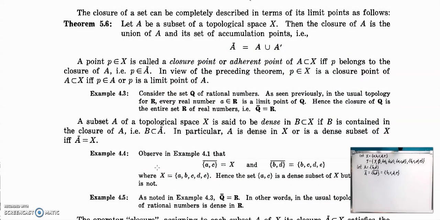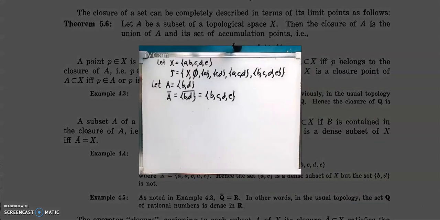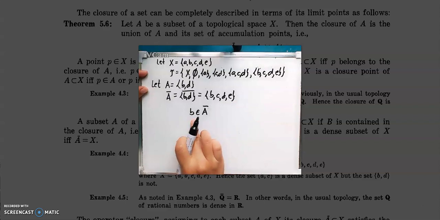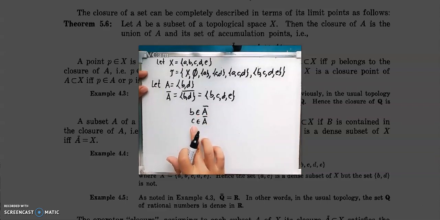So here, a point P in X is called a closure point or adherent point of A if and only if P belongs to the closure of A. Now in this case, since this is the closure of A, point B here is a closure point, or shall we say adherent point. Also, C is in the closure, therefore C is a closure point. So we do have here 4 closure points for set A: B, C, D, and E.